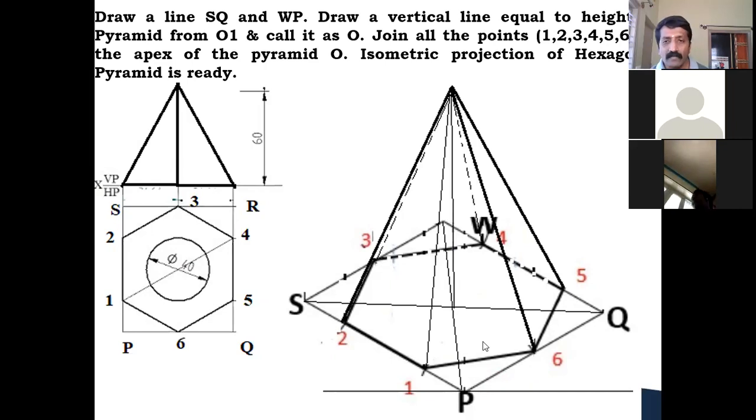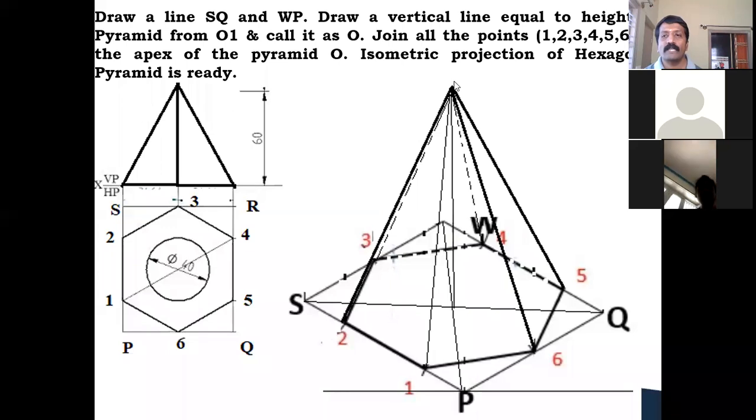From this center of the base, you draw a vertical line like this, and on this vertical line you take the height of your hexagon pyramid, which is 60 millimeter. You take ISO 60 from this center on this vertical line and cut it. Once you get this point, this is your vertex or the apex, you call that O.